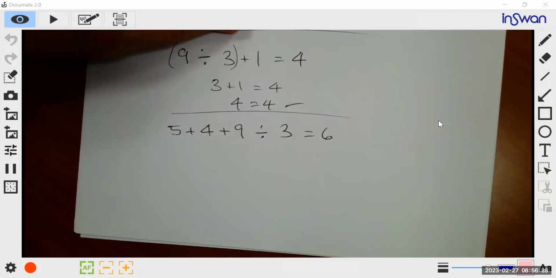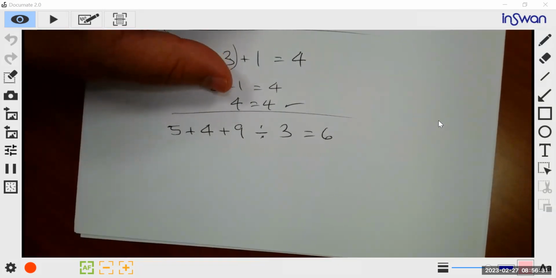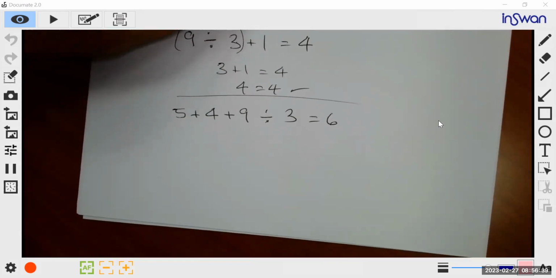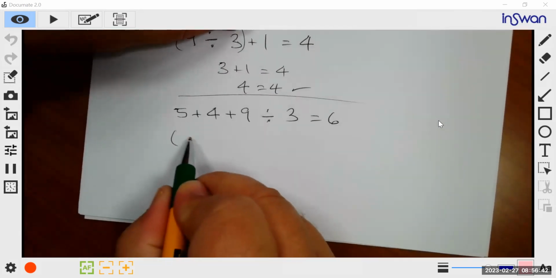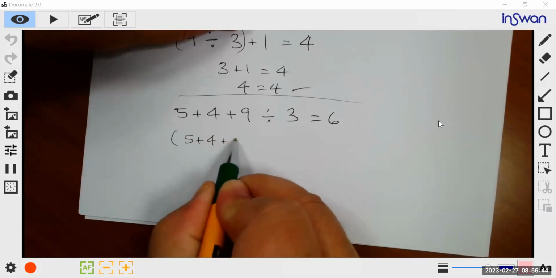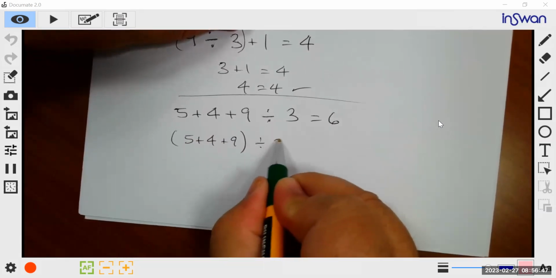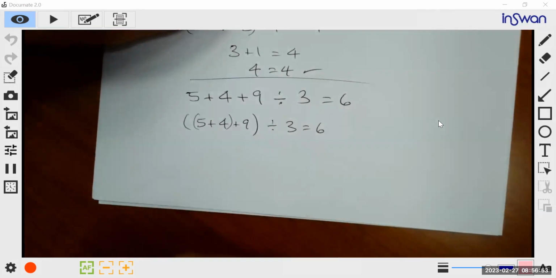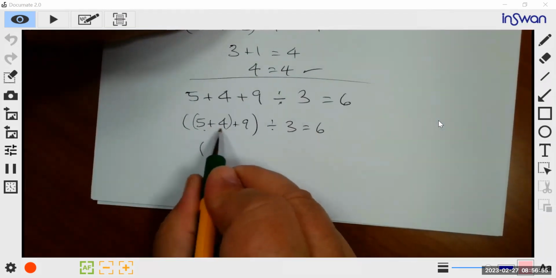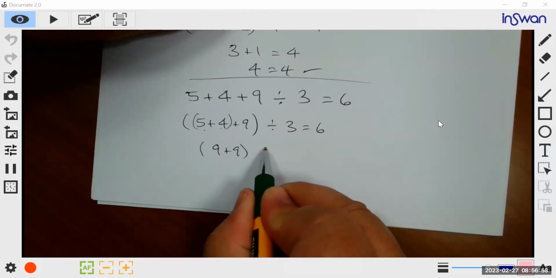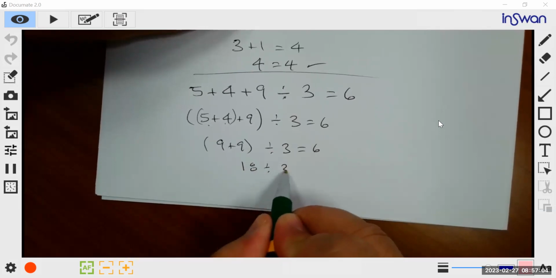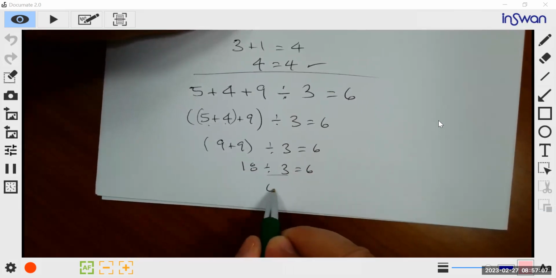5 plus 4, divided by, 9 plus 9, divided by 3 equals 6. So the parentheses here, I could put 2 sets of parentheses. 5 plus 4 is 9. 9 plus 9 is 18. 18 divided by 3 is 6.